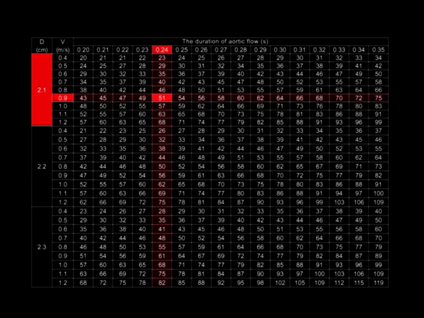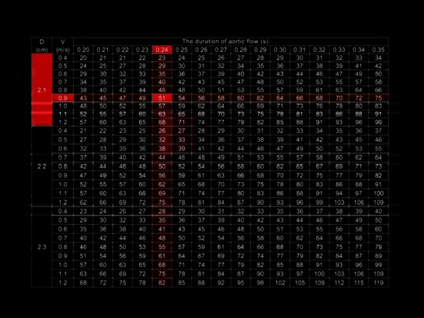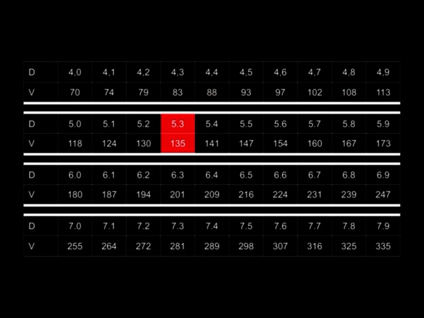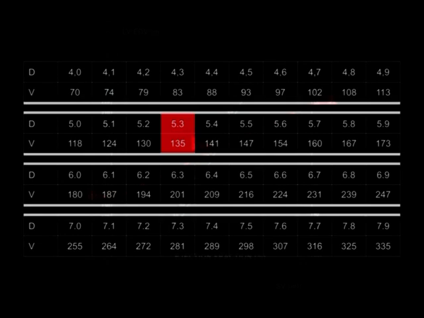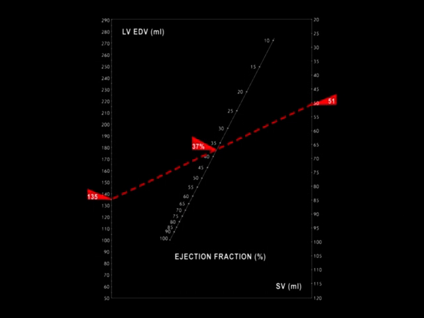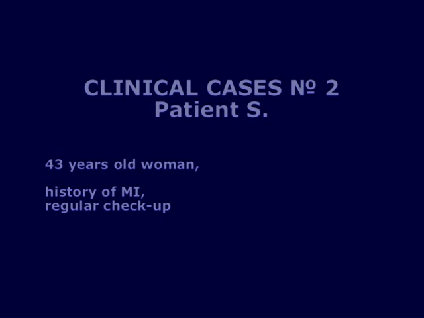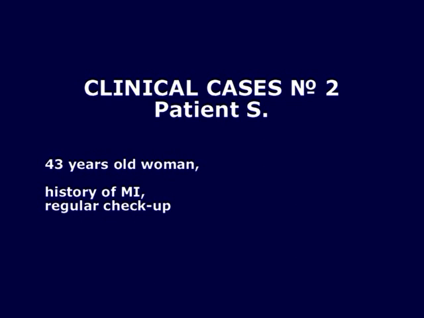The left ventricular stroke volume is 51 milliliters. The left ventricular end diastolic volume is 135 milliliters. The ejection fraction is 37%. In the second clinical case, we present patient S, who has a history of acute myocardial infarction.